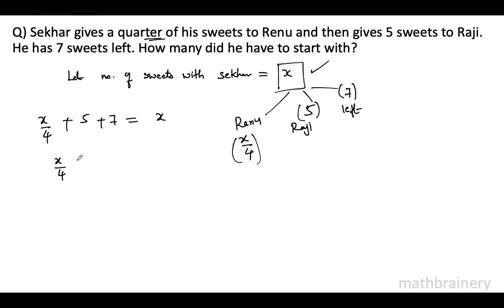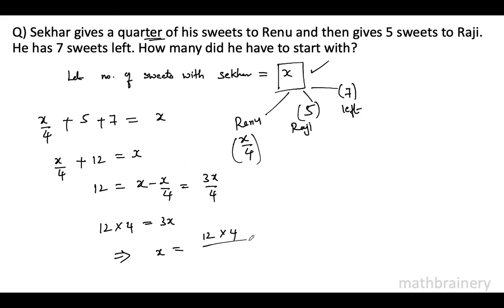You have X by 4 plus 12 is equal to X. Let's transpose this X by 4 to the right side. You get 12 is equal to X minus X by 4, which is 3X by 4. 12 is equal to 3X by 4. That means 12 times 4 is equal to 3X. So what is X now? X must be 12 times 4 divided by 3. 3 4s are 12. 4 times 4 is 16. So the number of sweets originally with Shekhar is 16. Shekhar had 16 sweets to start with.